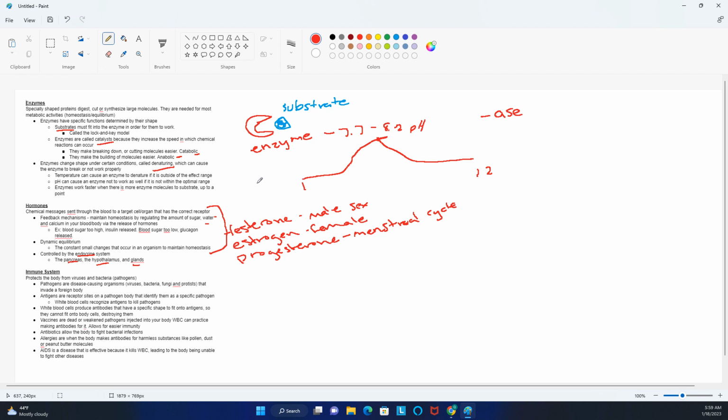The immune system is how the body protects itself from pathogens. Pathogens are foreign invaders like viruses, bacteria, fungi, and protists. And the process is described there. So if you want to know more information about it, or if you want to do a project on it, I will be giving extra credit if you can do a good project on this information. However, it's not on the test, so I'm not going to go over it.